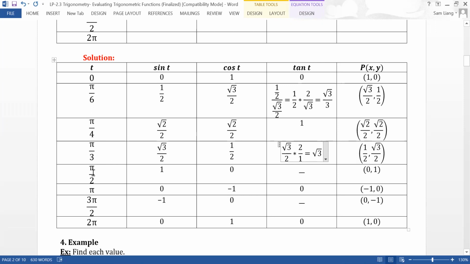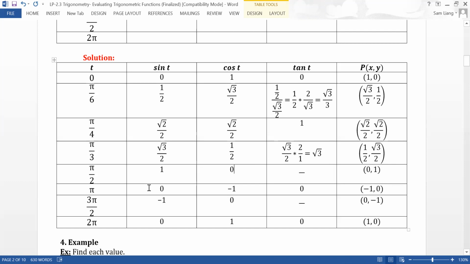Next we have 90, so pi over 2. 180 degrees divided by 2 is 90. So sine of 90 is 1. This is where sine is maximized. And then cosine of 90 is 0. This is where it has no magnitude, because it's directly vertical. Tangent is going to be 1 divided by 0, which is undefined. That's why you have that hyphen there. And then the x-coordinate is 0 here, and the y-coordinate is 1. Cosine and sine.